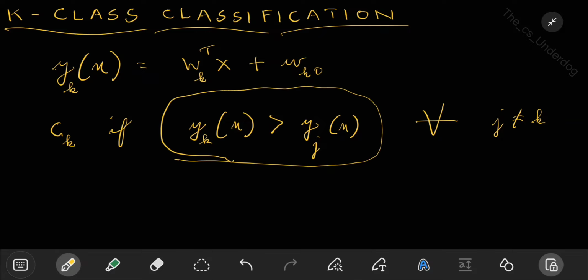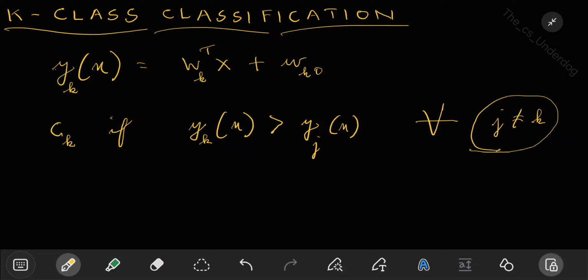So this in short means you compare all the values of the y's, and whichever has the largest value, that is what you choose. There should be no other j among all these k values for which yj of x is larger than yk. That is the condition to choose yk of x as the largest one, and then k is the class you will assign to.